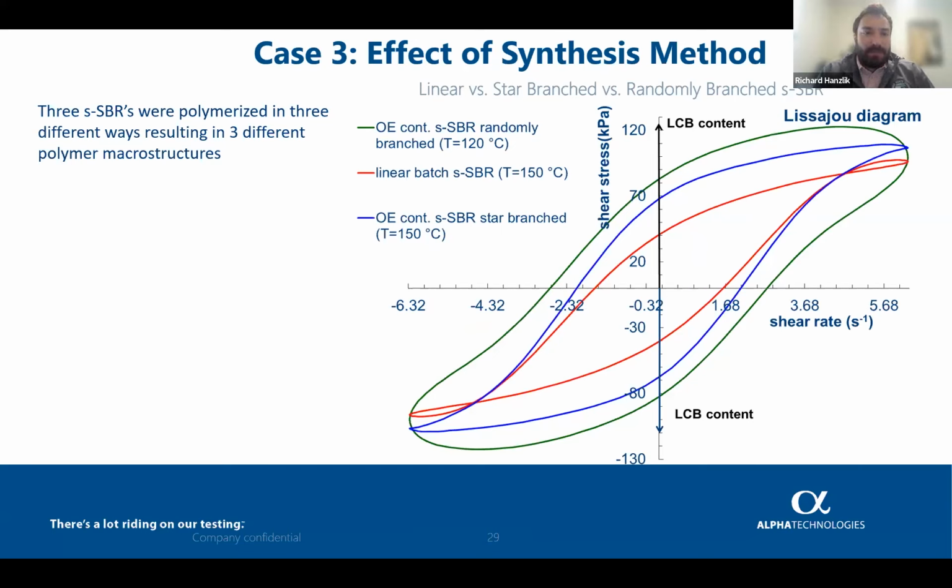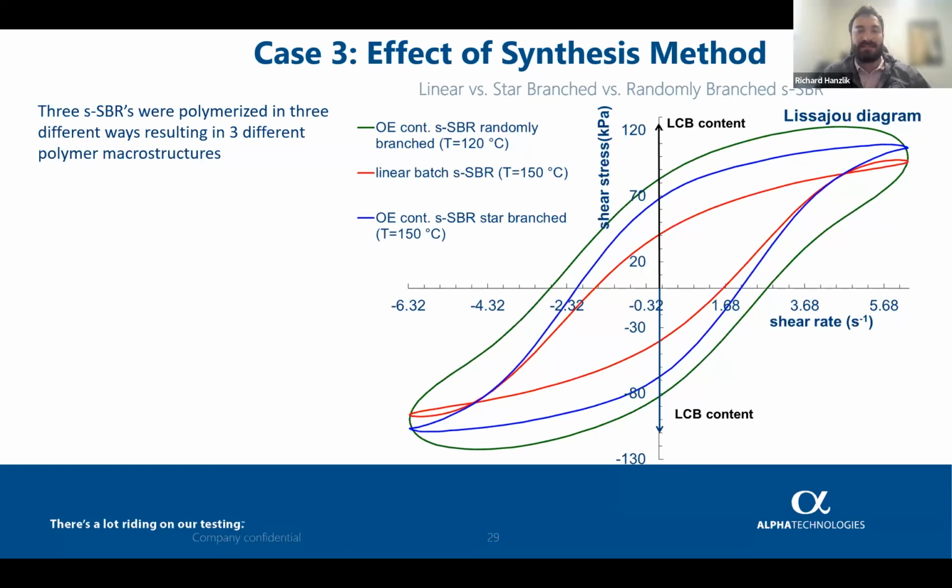So in case 3, we want to look at the effect of the synthesis method. So 3 SBRs were polymerized in 3 different ways, resulting in 3 different polymer macrostructures. In this, we looked at SSBRs. Number 1 is an SSBR synthesized by batch polymerization and is characterized by a linear macrostructure. The second was synthesized by a continuous polymerization and is randomly branched.